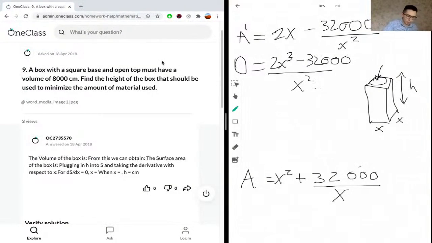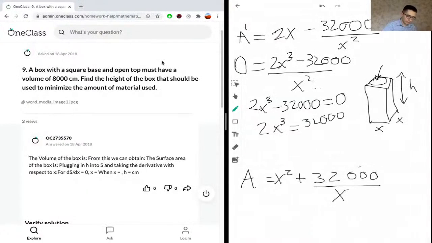Here we multiply both sides by x squared, and we're left with 2x cubed minus 32,000 equals 0. And then we have 2x cubed equals 32,000. And then here we have x cubed equals 16,000. You can see that x is equal to 10 times the cube root of 16.